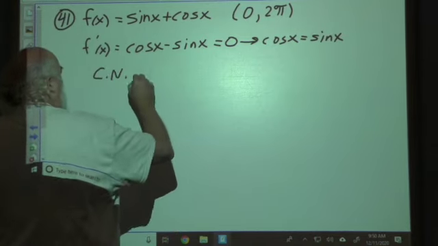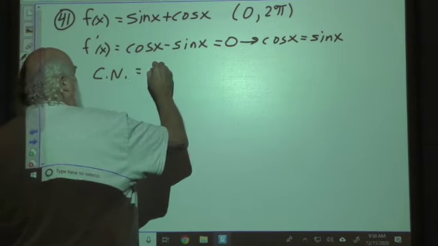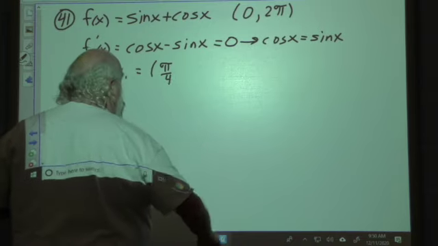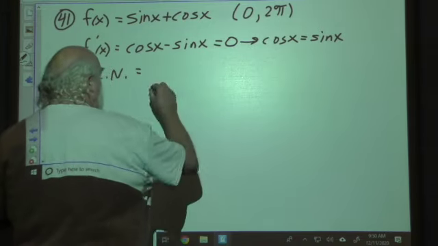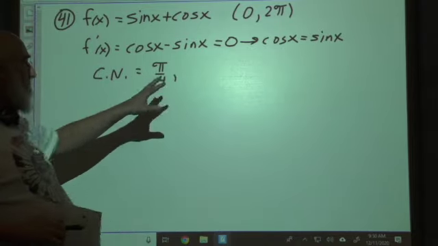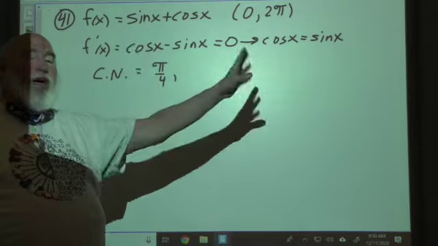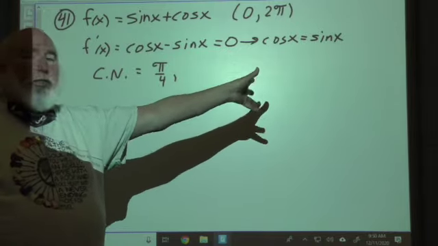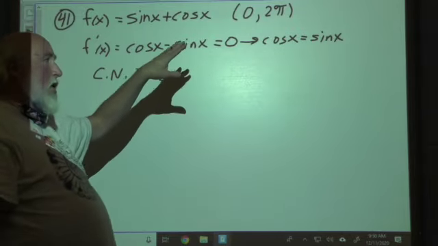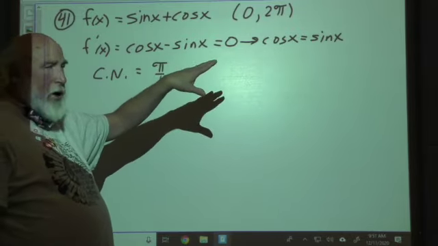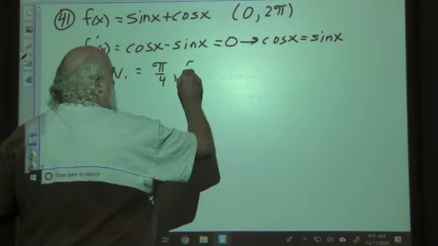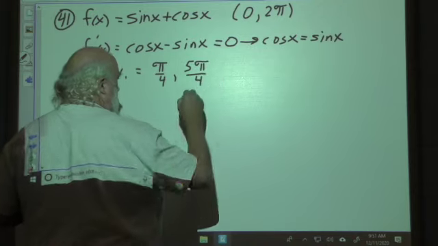So the critical numbers are pi over 4 there. And the other one, they're both positive in the first quadrant, and they're both negative in the third quadrant. So they're going to be equal to each other in the third quadrant. So in the third quadrant, it's 180, or pi, plus pi over 4, and that'll give you 5 pi over 4 for the second critical number.